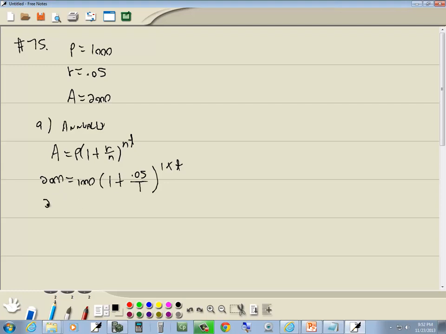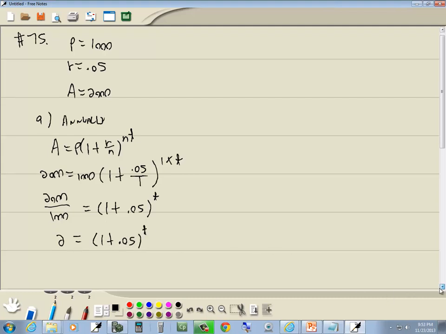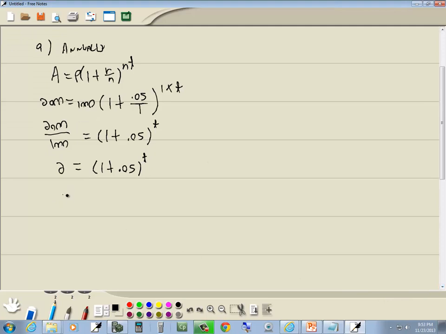Well, I can divide both sides by 1,000, and we get 1 plus 0.05. 0.05 over 1 is 0.05. 1 times T just gives us T. So that gives us 2 is equal to 1 plus 0.05 to the T power. And actually, I guess I can simplify that. That's 1.05 to the T power.